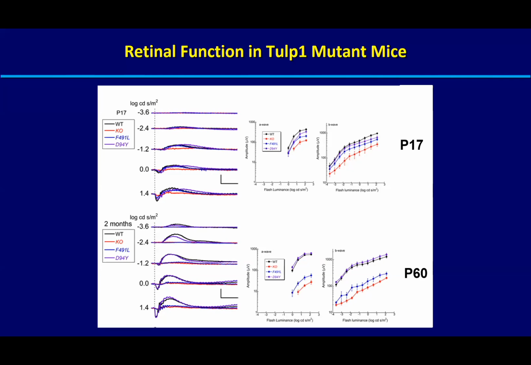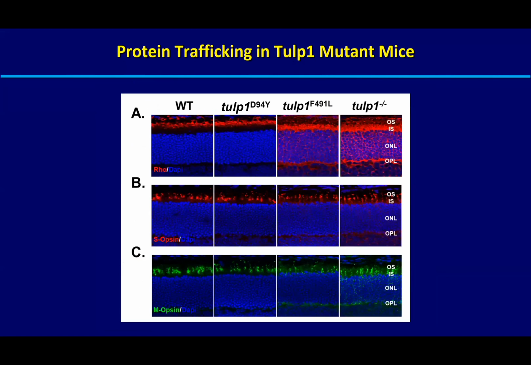Next slide. Next, we analyze the localization of several outer segment specific proteins. Previous studies show that outer segment proteins are mistrafficked in the Tulp1 knockout retina. And so panel A here shows the expression of rhodopsin, the molecule that grabs the photons of light. And it is correctly trafficked in the wild type and the D94Y mutant. It is supposed to be expressed specifically in the outer segments, as it is here. But in the F491L mutant and the knockout retina, it is expressed throughout all the different compartments of the photoreceptors.